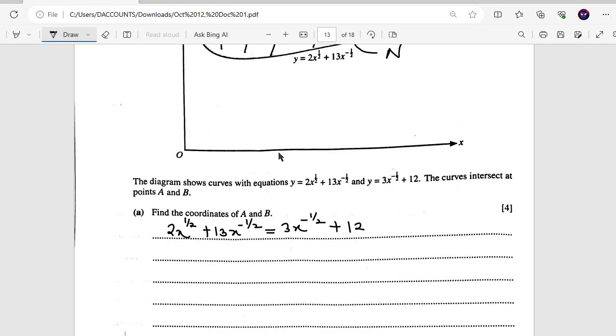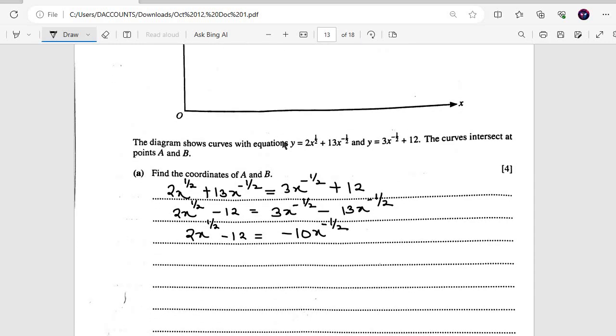Now let's collect the like terms. So 2x to the power half minus 12. Collecting like terms means I'm rearranging it to bring together the look-alikes. In this case, the look-alike is the one with x raised to the power minus half. At the end of the day, I have this. So 3 minus 13, I have minus 10x to the power minus half.